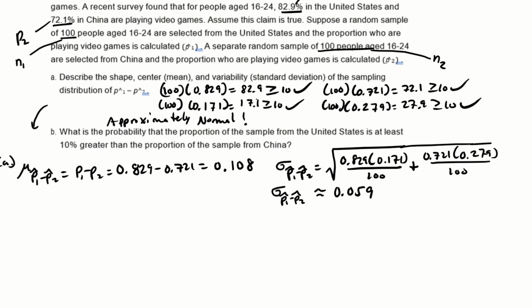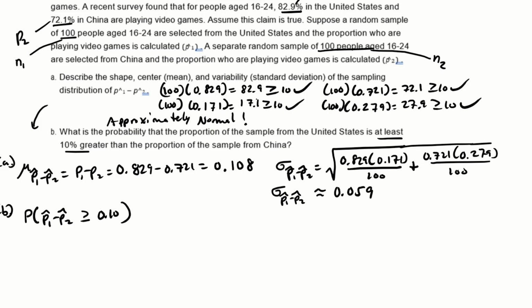Okay, so now let's do part B. The proportion from the United States is at least 10% greater than the proportion from China. So they're asking for the probability that p hat 1 minus p hat 2 is greater than 0.10. At least, so it could be greater than or equal to.